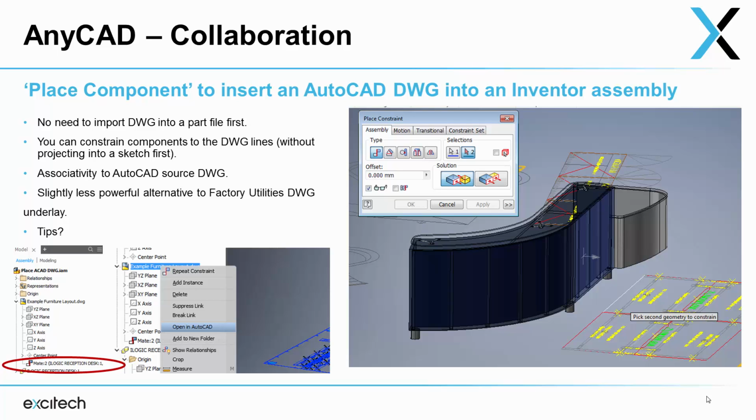You can simply just use the place component command in an assembly, place the DWG in, and then constrain to it without projecting sketch lines. The constraints will stick if the DWG changes because the link is associative. You can place multiple DWGs into an assembly to reference. You can even use the joint command as opposed to the constraint command if you want to position components based off the DWG. Very cool. Let's take a look in Inventor and see how this works.